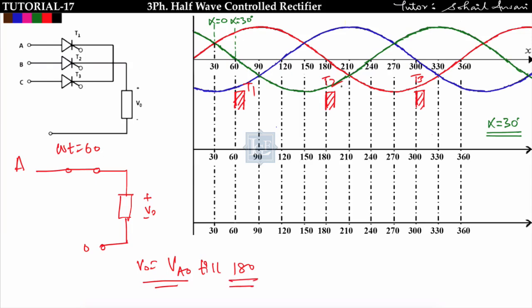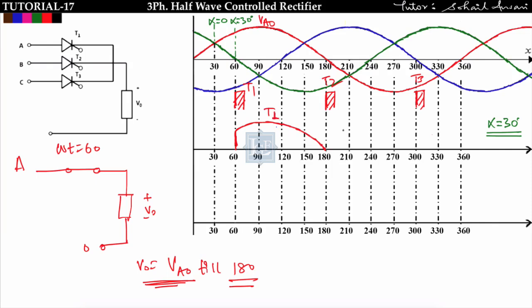You can see that after 180 degree T2 is triggered. So before T2 is triggered, T1 will conduct. So T1 will follow the Va0 waveform till 180 degree. So this is the Va0 waveform. So for the T1 conduction angle, output voltage will follow the Va0 till 180 degree like this. This is the Va0, and here thyristor T1 will conduct.